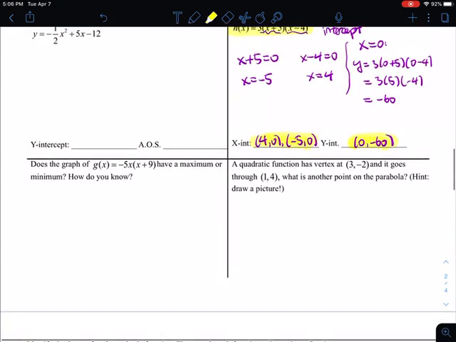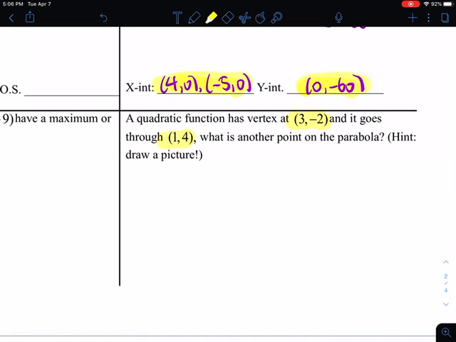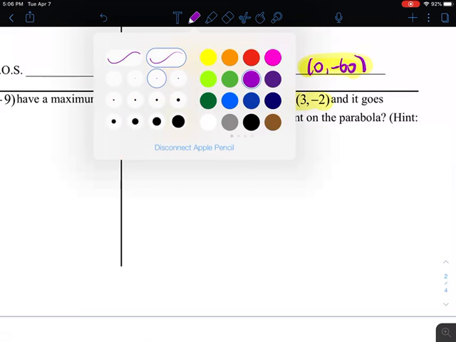Okay, so let's go ahead and look at the one down here. Now this one we really have not done before. So let's see, we have a function that has a vertex at (3, -2), and it goes through the point (1, 4). What is another point on the parabola? Okay, and the hint is to draw a picture. So let's go ahead and do that.